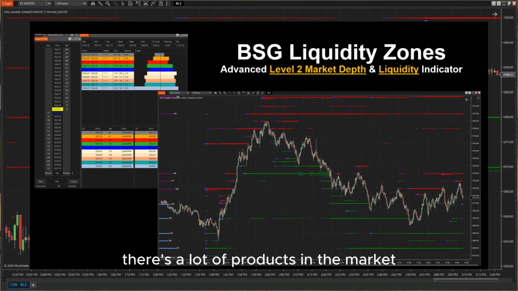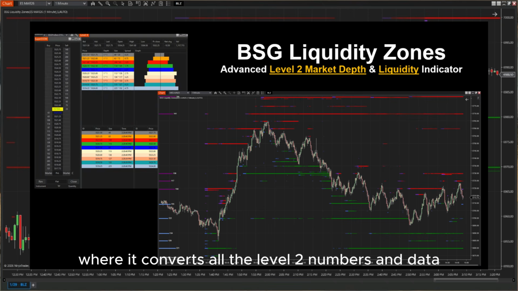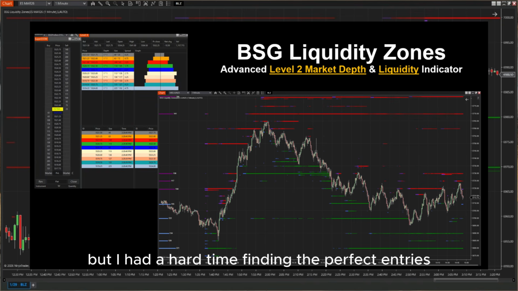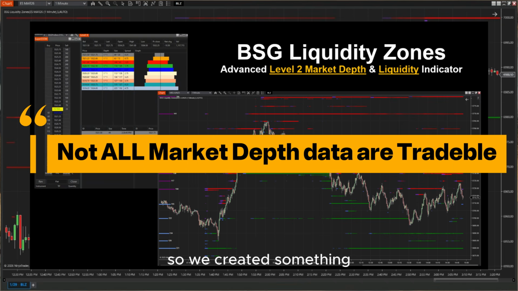There are a lot of products in the market that paint all the order flow on the screen, like Bookmap. Bookmap is a market depth visualization tool that converts all the level 2 numbers and data into a visual form. It paints everything. But I had a hard time finding the perfect entries with those tools because they paint everything. So we created something that does not paint all the order flow data.